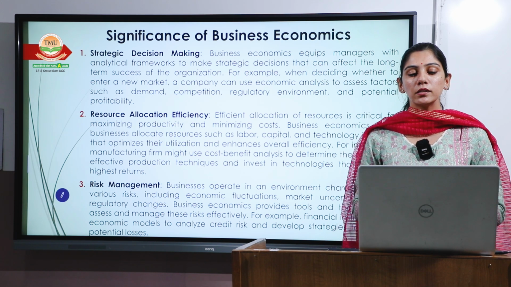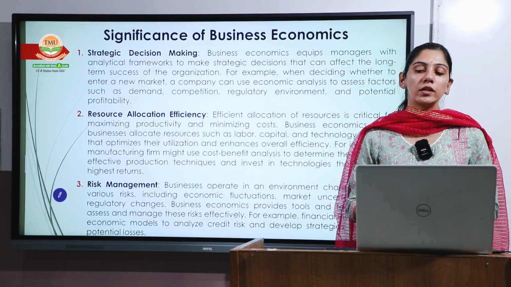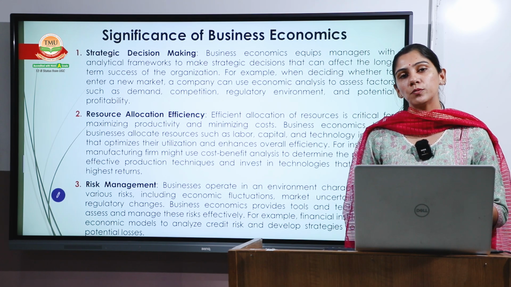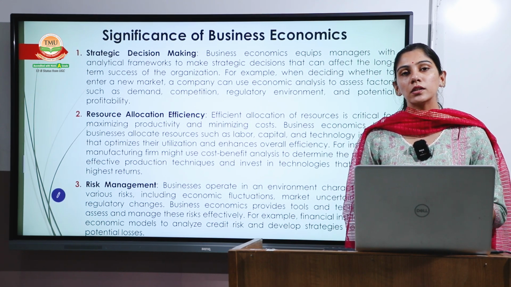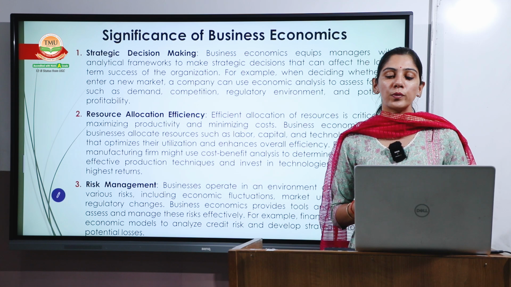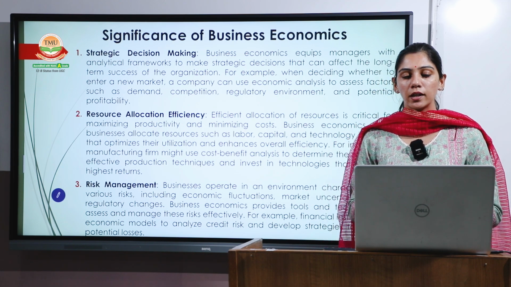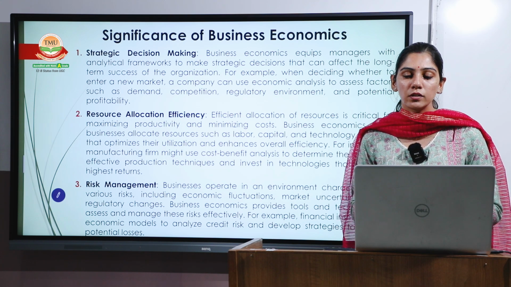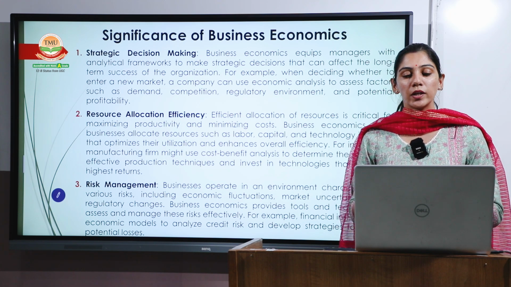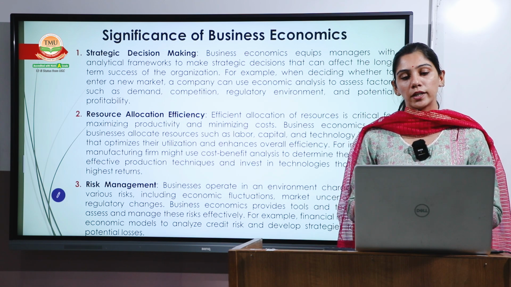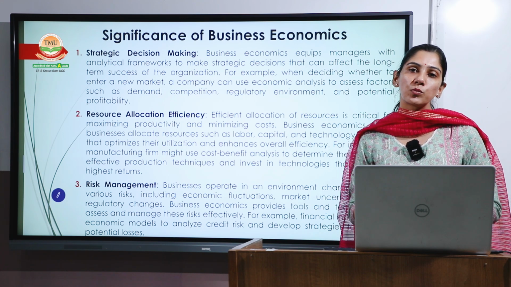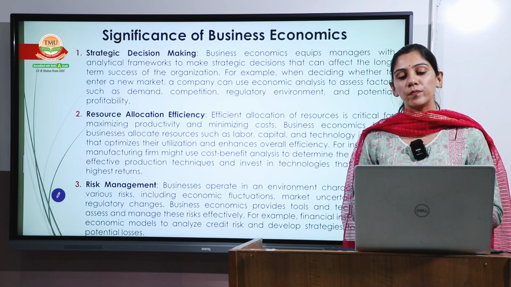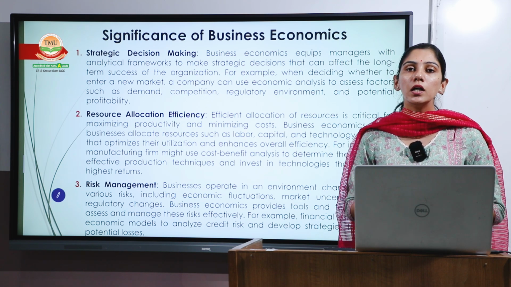So the next point is risk management. As we have earlier also discussed, business economics helps a businessman or a producer with risk management. Businesses operate in an environment characterized by various risks. Risks are fluctuations, market uncertainties, regulations, government policies, etc. Business economics provides various tools and techniques to assess and manage the risks associated with the business.